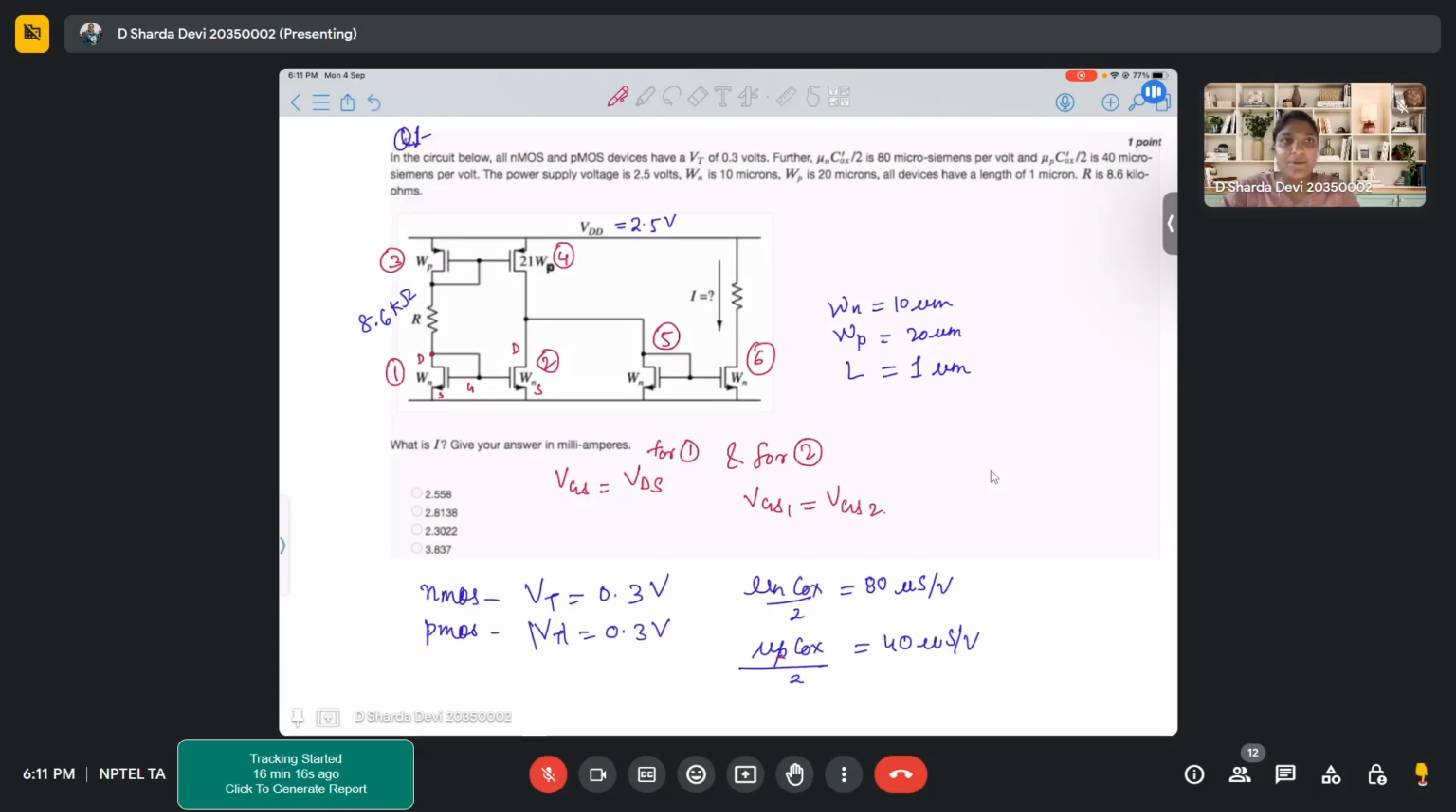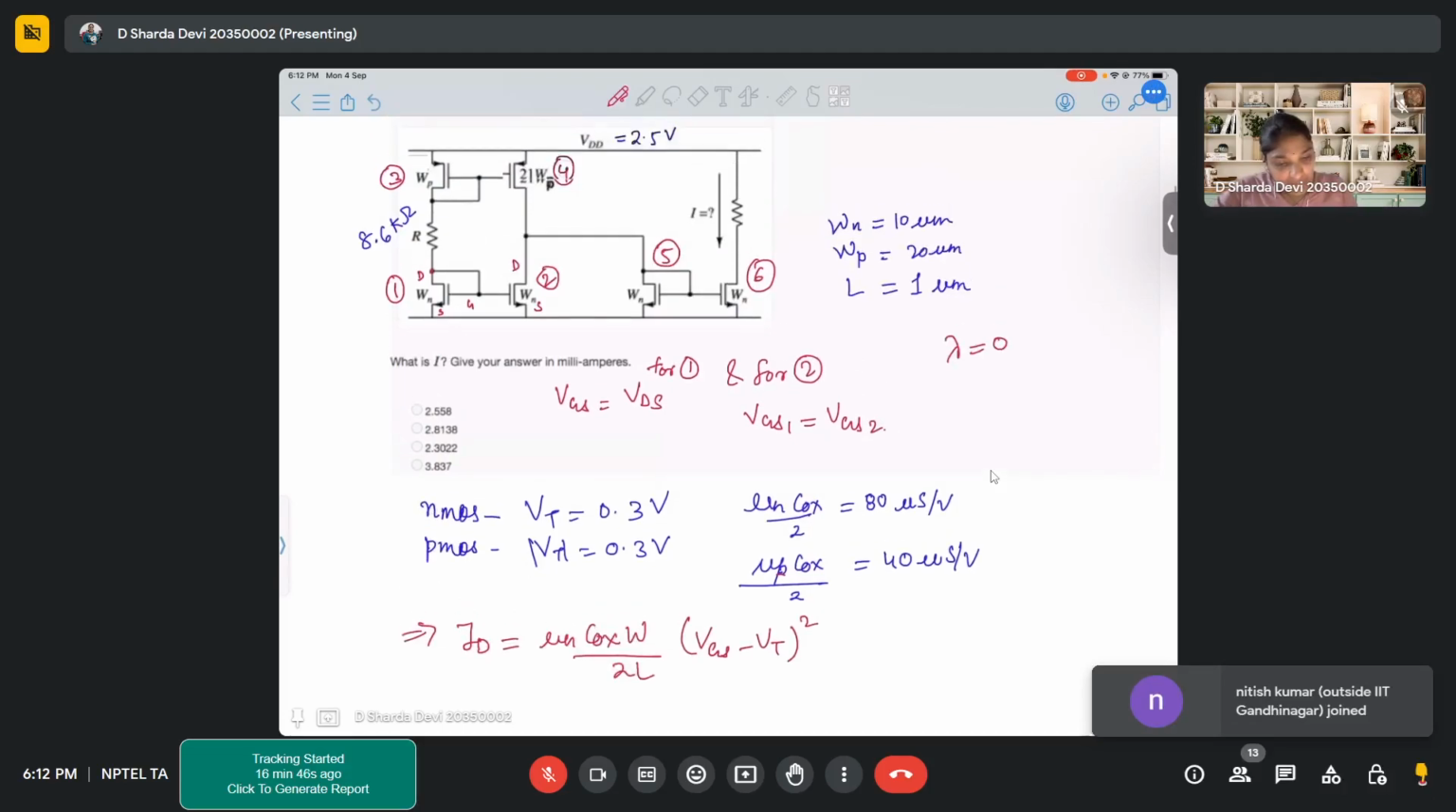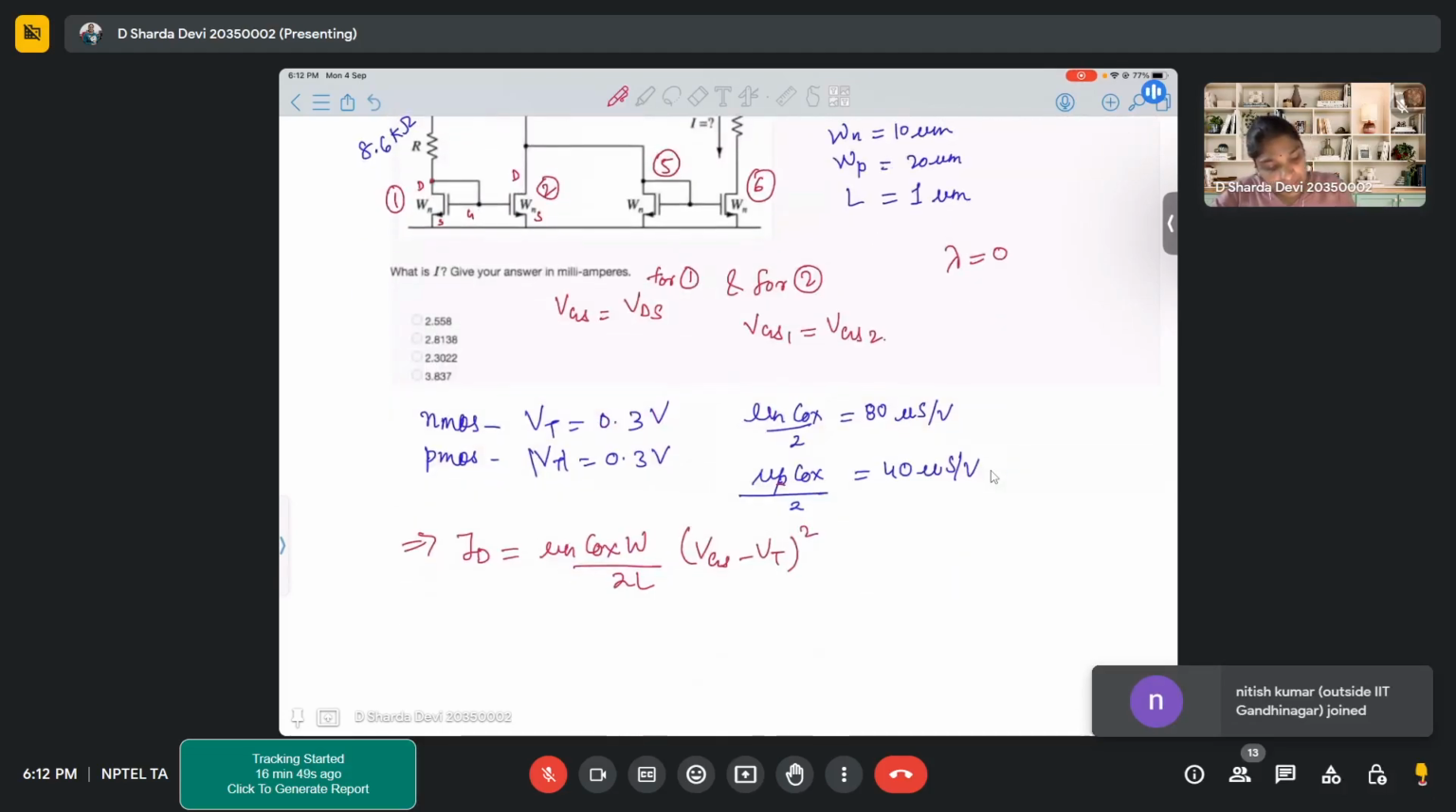Since nothing has been mentioned, we'll consider these transistors as ideal transistors, which means lambda is 0. So that provides us with the current formula of mu n Cox W by 2L times VGS minus VT whole square, the basic saturation formula, right? Now we know that the current only depends on VGS. So if for a transistor the VGS matches and all other parameters match, then the current will remain constant.